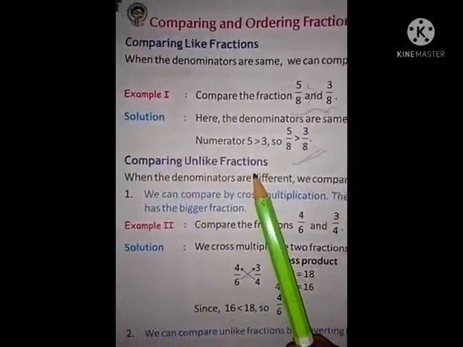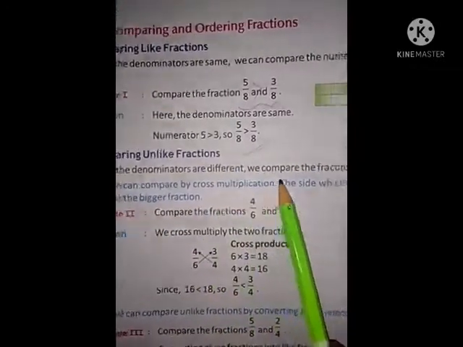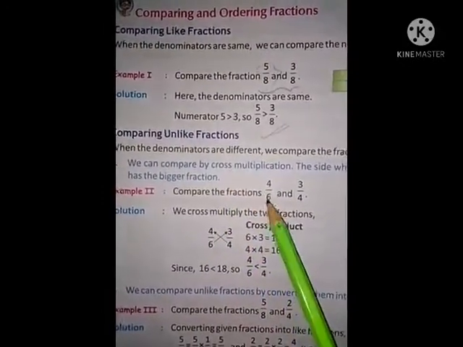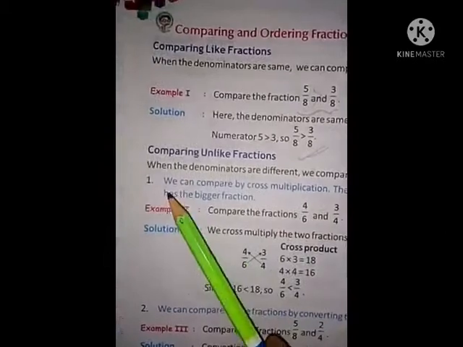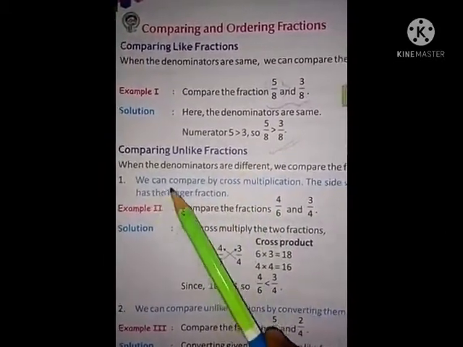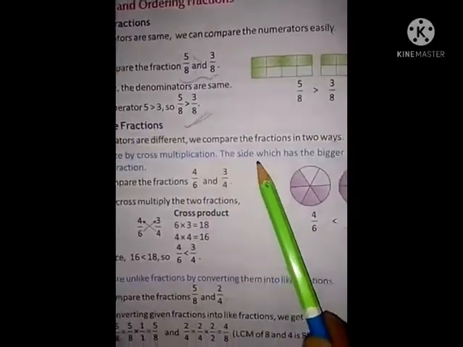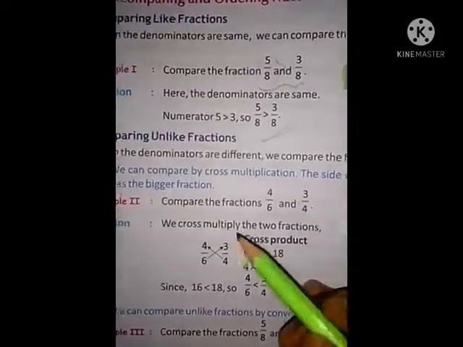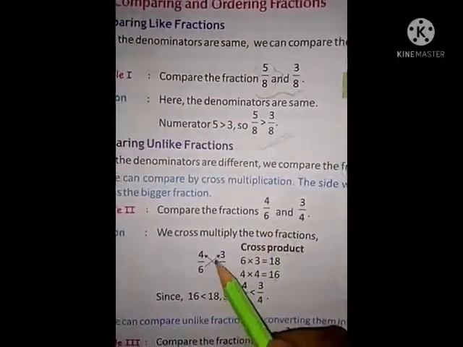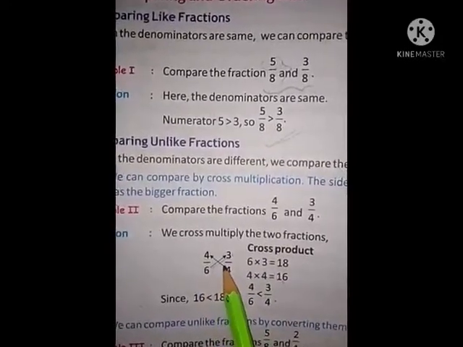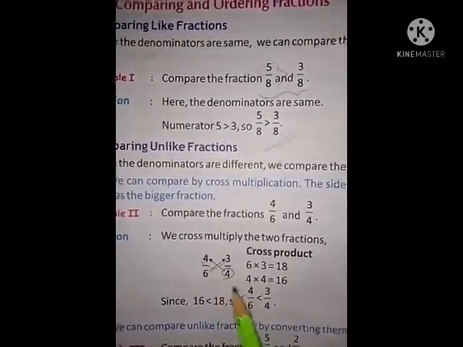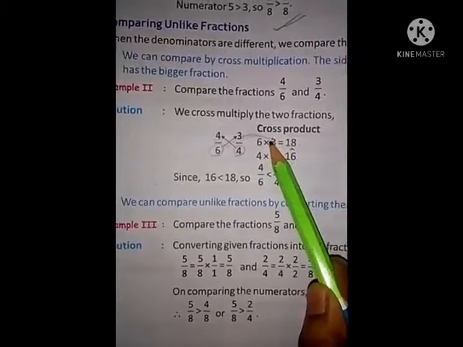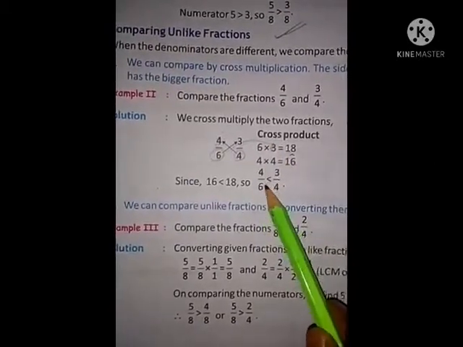Comparing unlike fractions. When the denominators are different, we compare the fractions in two ways. If denominators are different, then we can compare by cross multiplication. The side which has the bigger product has the bigger fraction. See, we are multiplying this denominator with this numerator, and this denominator with this one. See which is greater. 6 3s are 18, 4 4s are 16. So this side is greater. Therefore 4 by 6 is less than 3 by 4.